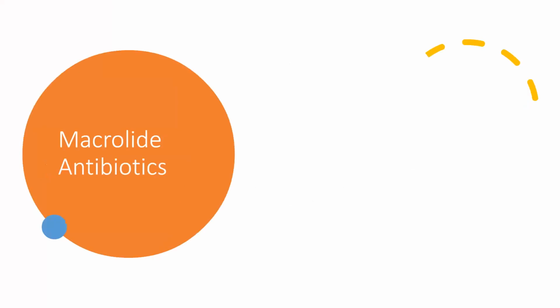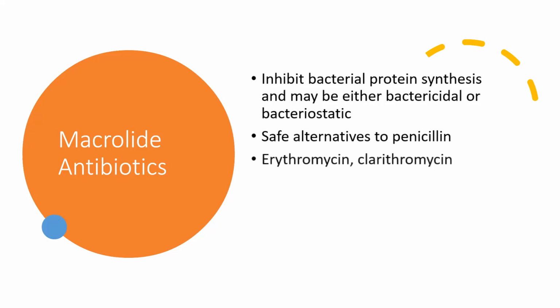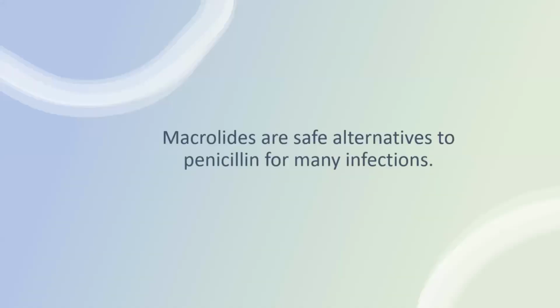Another category is the macrolide antibiotics. They inhibit bacterial protein synthesis, that's how they work, and they act both ways: they have a bactericidal effect and a bacteriostatic effect as well. So they kill the bacteria and also stop the bacteria. They are also a safe alternative for patients who are allergic to penicillin, like erythromycin and clarithromycin, which we can give them. So these macrolides are safe alternatives to the penicillins for many infections.